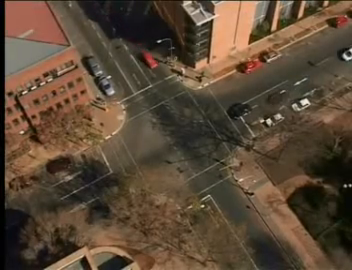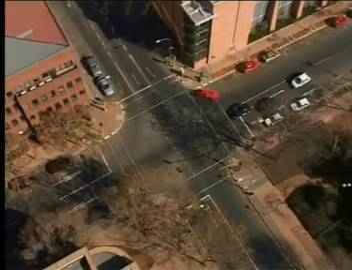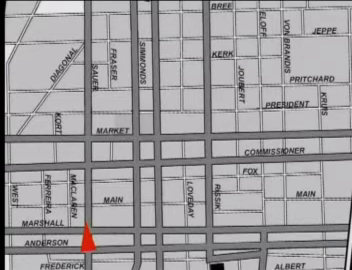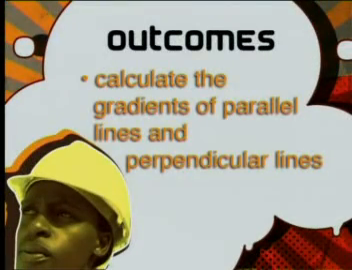At intersections, cars don't travel in the same direction. At many intersections, the roads are perpendicular to each other, so they are at 90 degrees to each other. If you take a look at any map, you will see roads that are parallel and roads that are perpendicular. Parallel and perpendicular lines on the Cartesian plane are also interesting. In this lesson, we are going to look at the gradients of parallel lines and perpendicular lines. By the end of this lesson, you should be able to calculate the gradients of parallel lines and perpendicular lines.